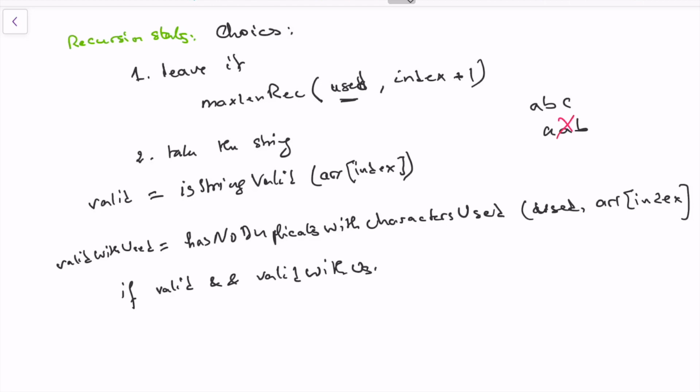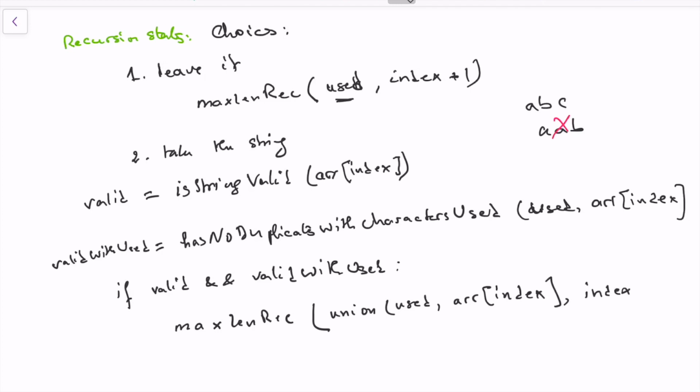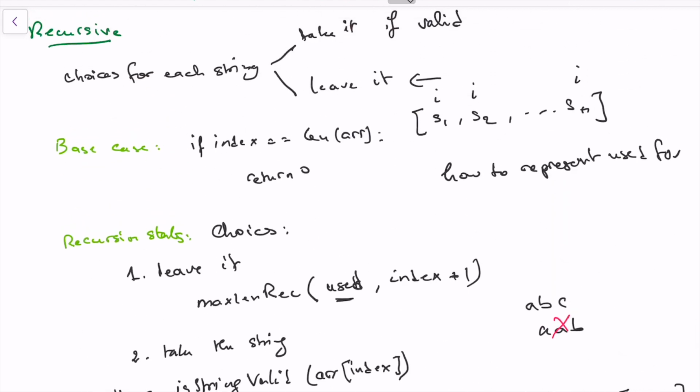So if it is valid and it's valid with the used so far, which means it has no duplicate characters with what we used so far, then we can call our recursion here and somehow concatenate or union the used so far with the string. We'll see how we can do that later. And then the index plus 1. So this means basically taking the string. So that's our recursion. Now let's see how we can represent the used characters.